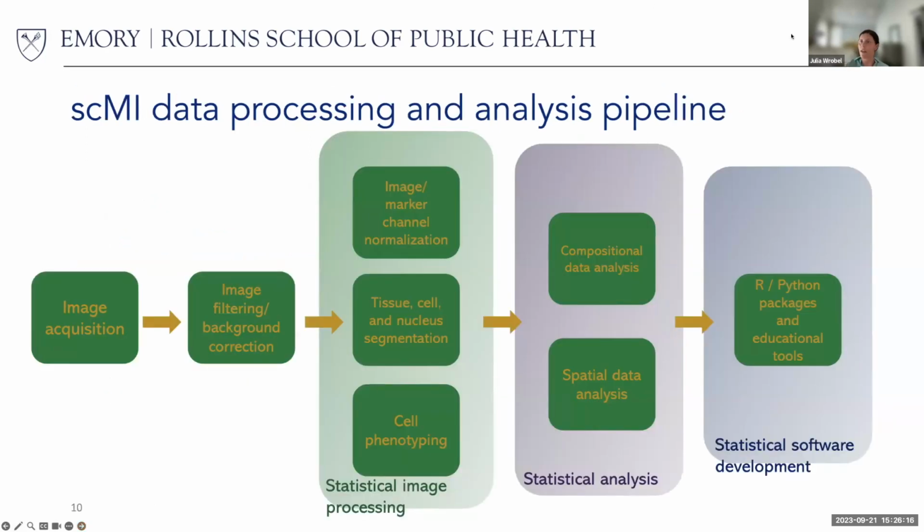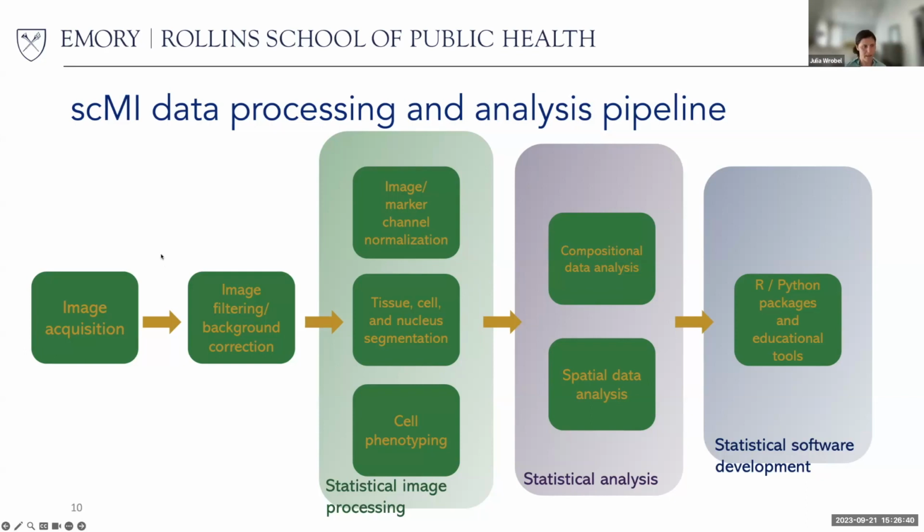Okay, so one thing about SCMI data that's super important to know is that there is a very complicated data processing and analysis pipeline. So you're from imaging, you know that imaging data is complicated. That's true for neuroimaging data, and that's true for this type of data as well. But for this type of data, the pipeline is just not as well established yet because the technology is so much newer.